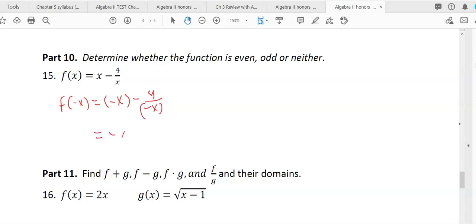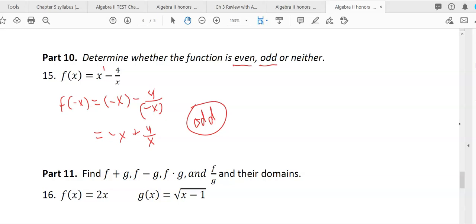So this term became negative. So this term changed sign. This is now going to be plus 4 over x. So that term changed sign as well. So both of them changed. If they're both the same, it would be even. If everything's different, this is going to be odd. So this is an odd function.